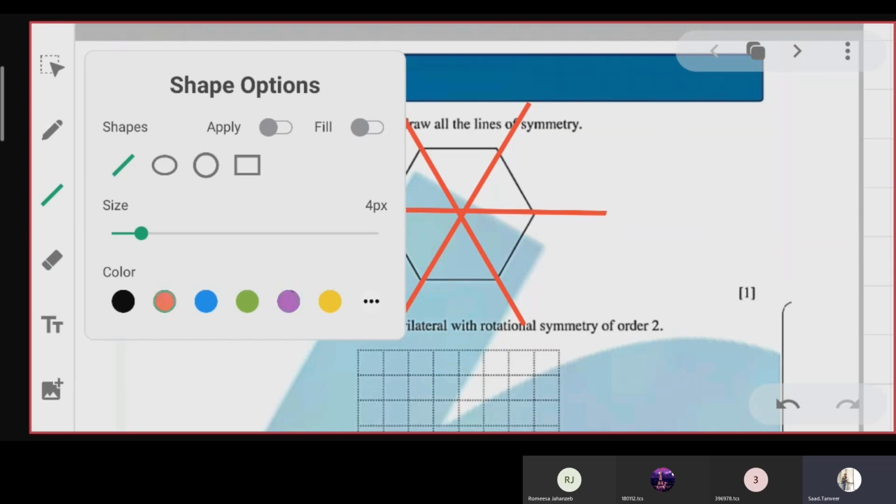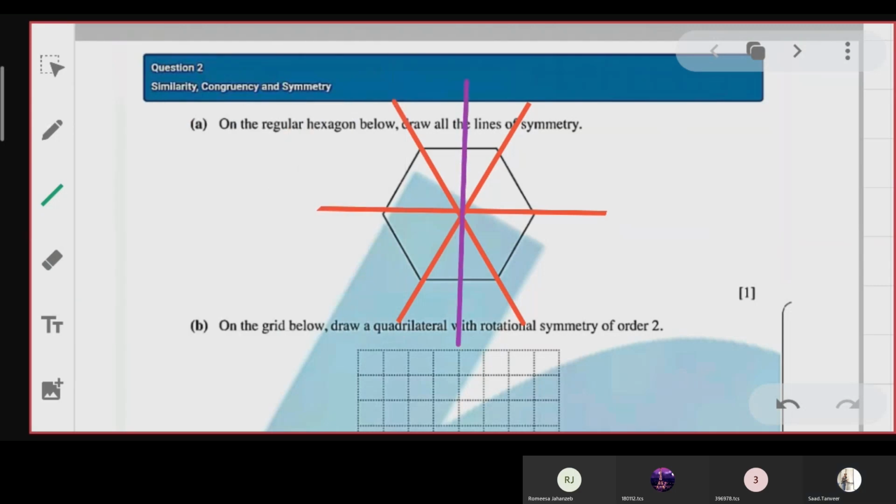Can't we draw the line like this? ऐसे लाइन ड्रॉ कर सकते हैं. और अगर हम ऐसे लाइन ड्रॉ कर सकते हैं, so can we draw the line like this? Can we also draw the line like this? So it means that for the following regular hexagon, we are having the following six lines of symmetry. So altogether we are having six lines of symmetry.